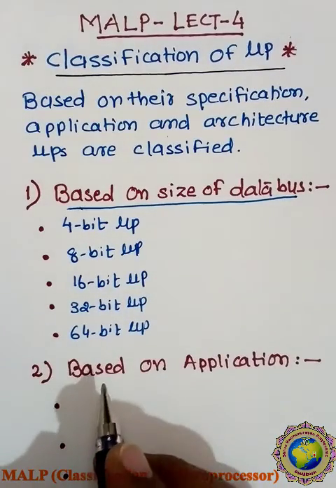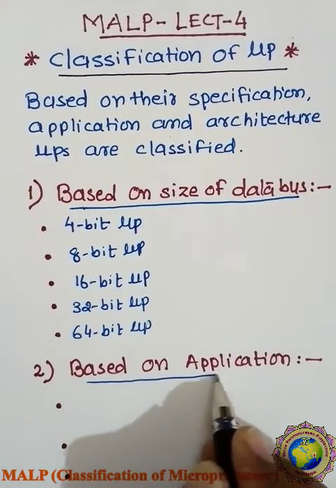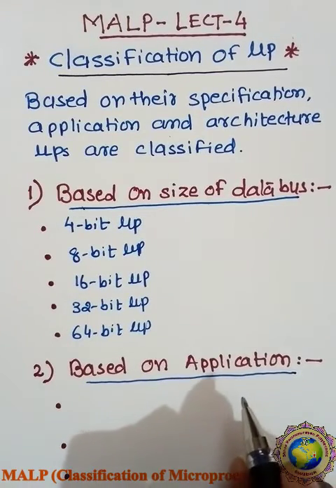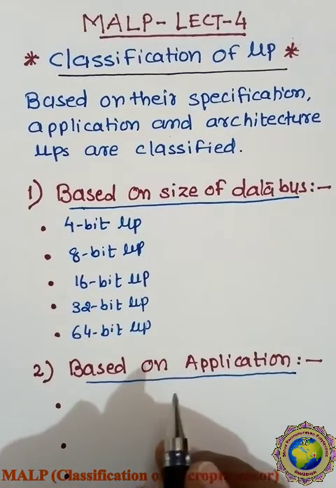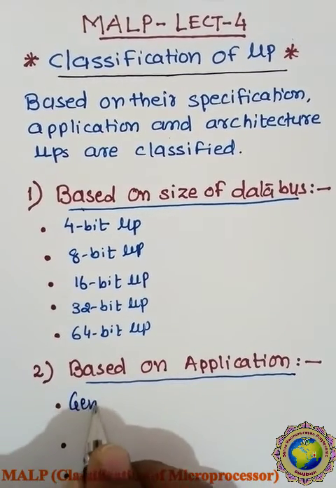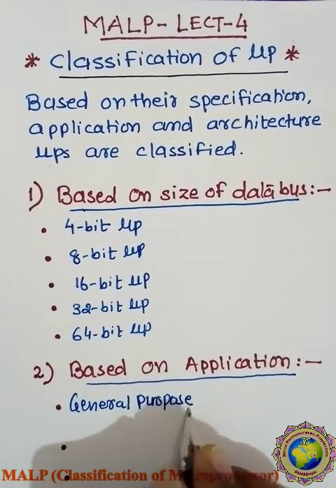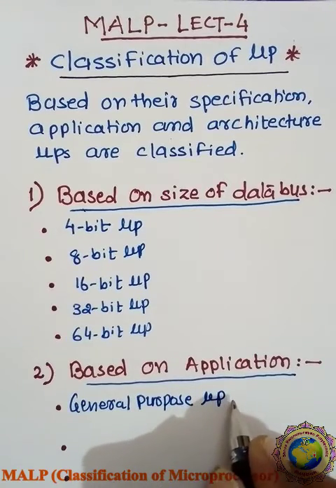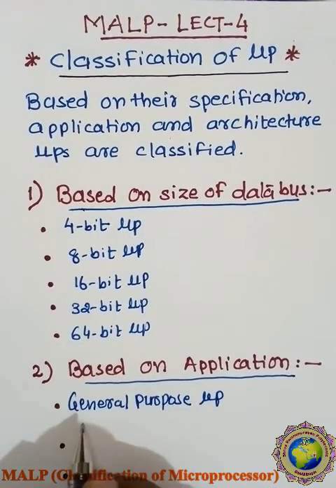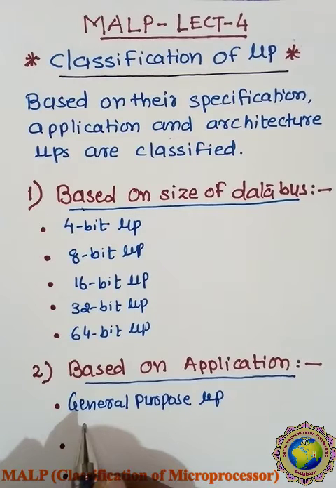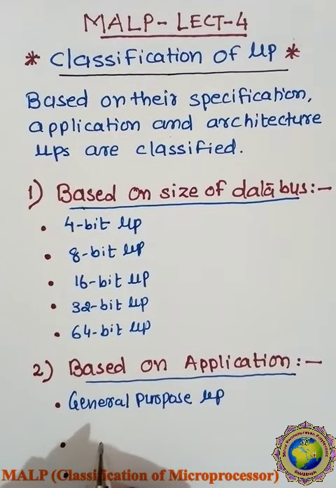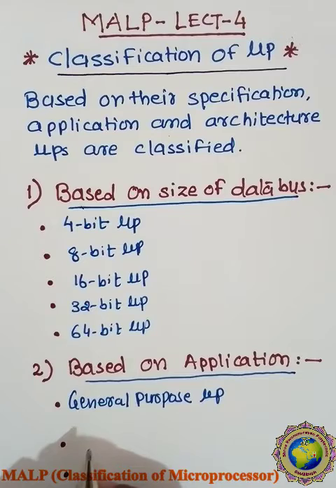Okay. Now the second group is based on applications. That is, which applications they are used for, and the classification depends on that. The first one is the general purpose microprocessor. What does general purpose microprocessor mean? It is used in general computer systems and can be used by a programmer for any application. For example, 8085 and Intel Pentium. So these are the best examples of general purpose microprocessors based on application.